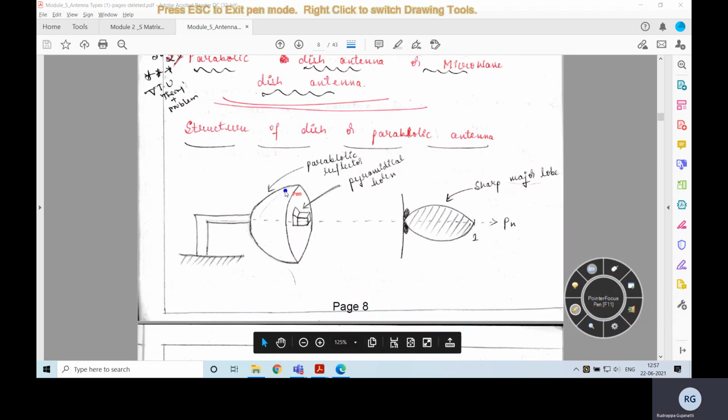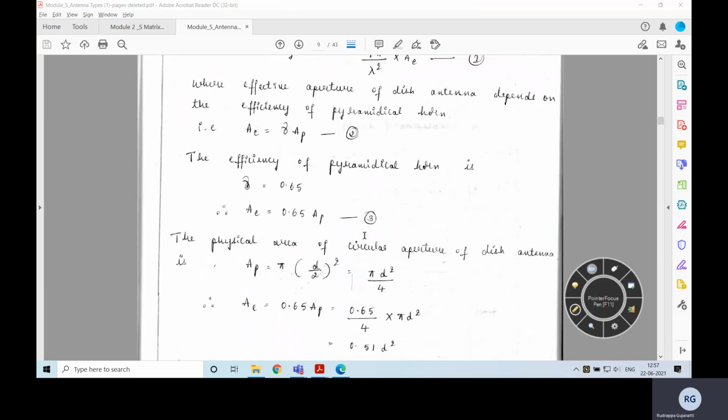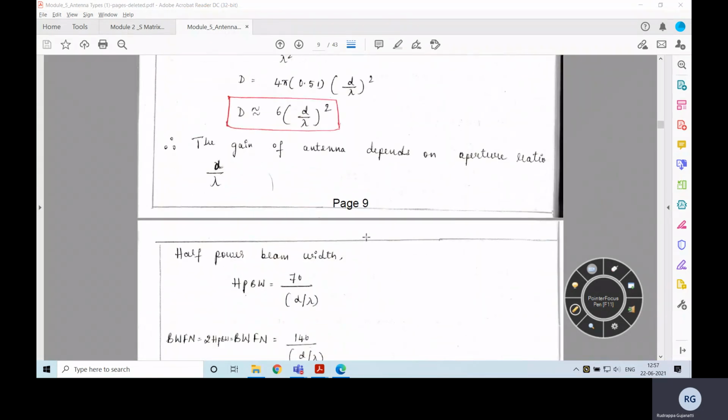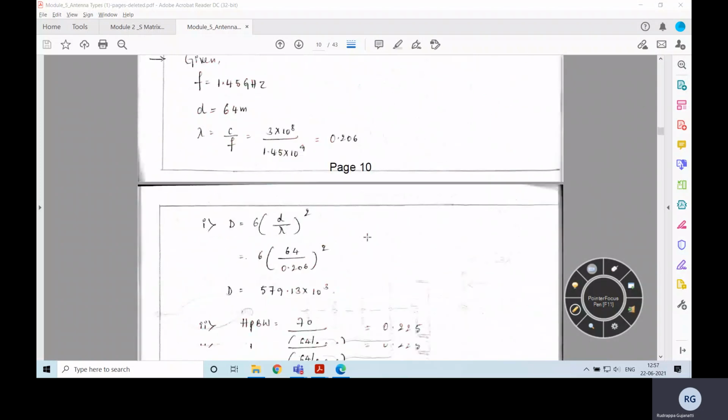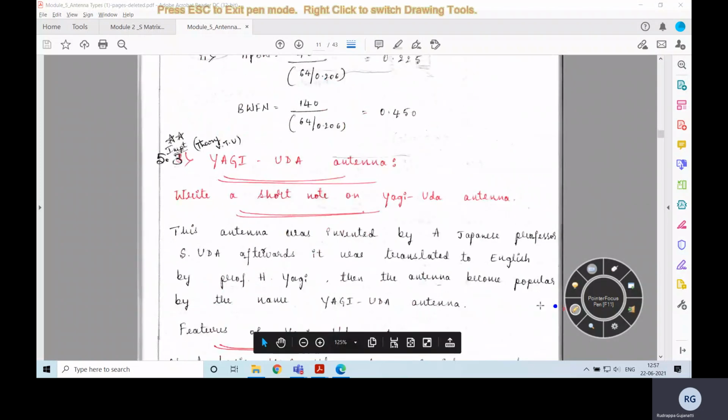So in a previous session, we discussed the parabolic antenna. Let us continue our discussion with the next aspect, that is the Yagi Uda antenna.